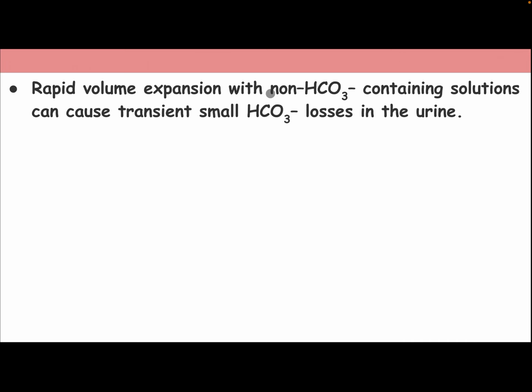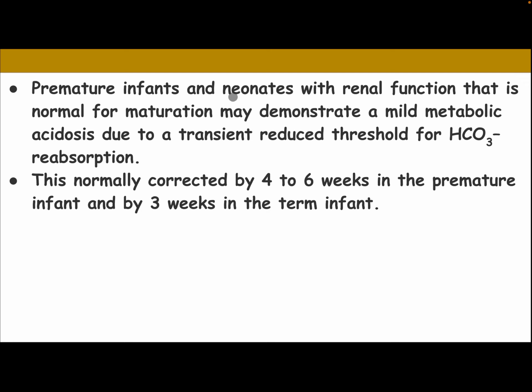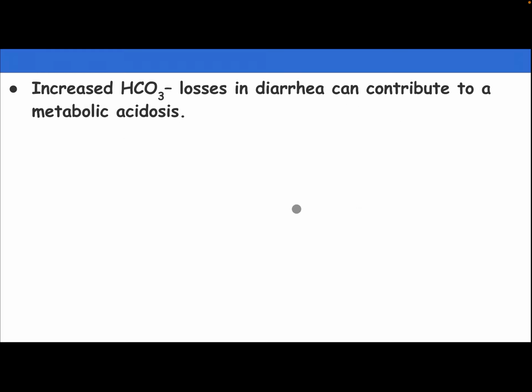Rapid volume expansion with non-bicarbonate containing solution can cause transient small bicarbonate losses in the urine. Premature infants and neonates with renal function that is normal for maturation may demonstrate mild metabolic acidosis due to a transient reduced threshold for bicarbonate reabsorption. This is normally corrected by 4 to 6 weeks in the premature infant and by 3 weeks in the term infant. Increased bicarbonate losses in diarrhea can contribute to metabolic acidosis.